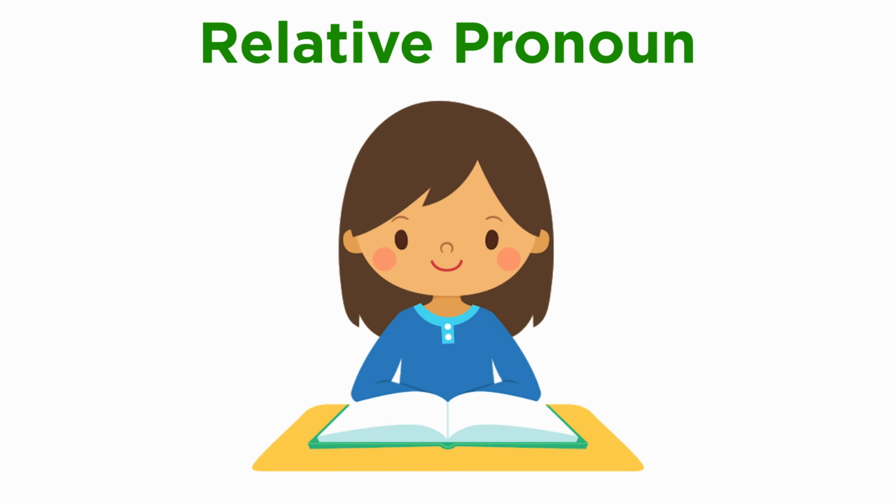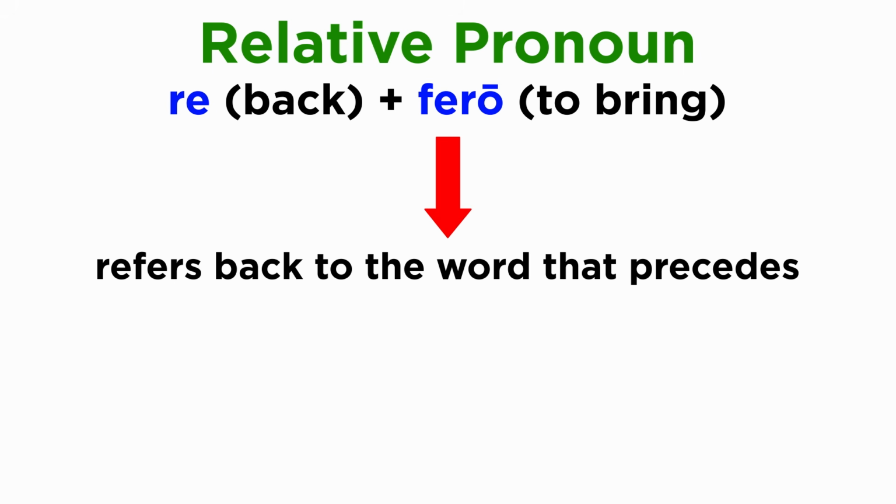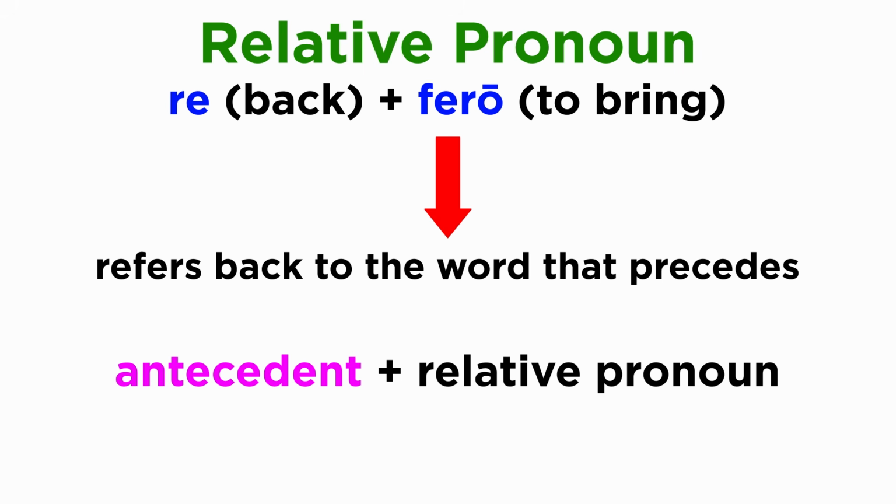Getting back to grammar, specifically pronouns, the relative is a common pronoun both in English and in Latin. The definition relative pretty accurately describes what this pronoun does. With the components re, meaning back, plus fero, meaning to bring, it suggests that this pronoun refers back to the word that precedes. This word is often called the antecedent, from antecedere, meaning to go before.